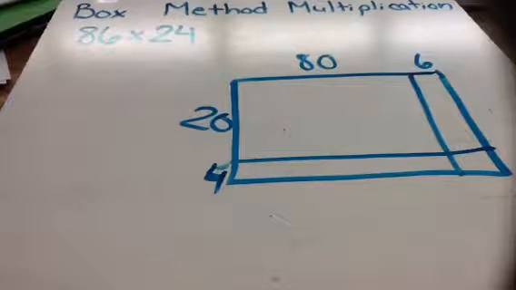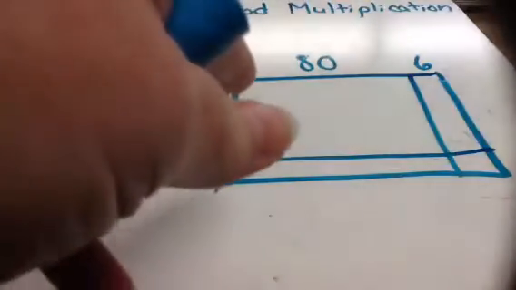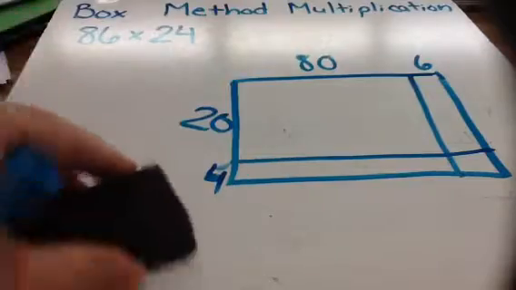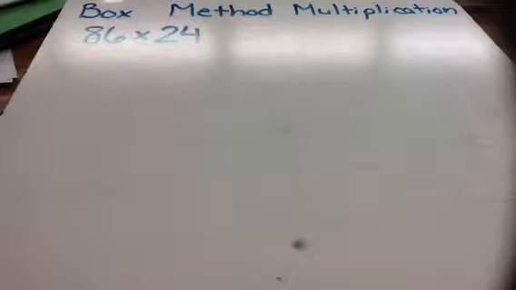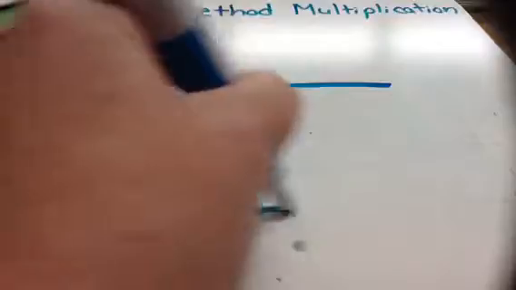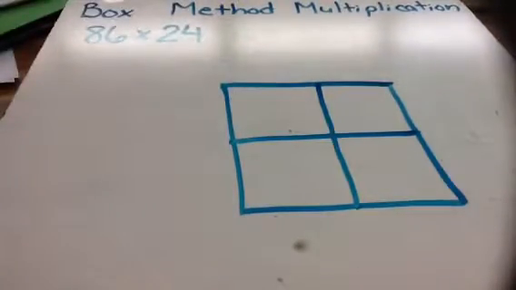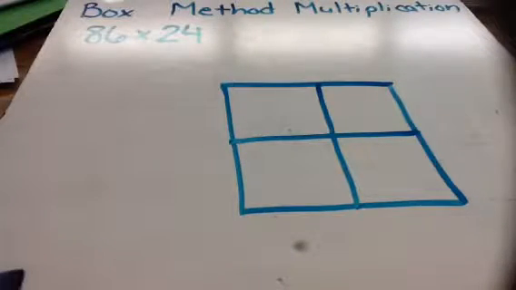Well, box method multiplication is really the same thing, but we're not as concerned with the drawing of the area of a rectangle as much. Box method multiplication simplifies this even more. So to do 86 times 24 for box method, I would draw a box, and since these are both 2-digit numbers, I would have 4 parts. Some people call this the window method as well, because when you draw this box, it looks like a window.